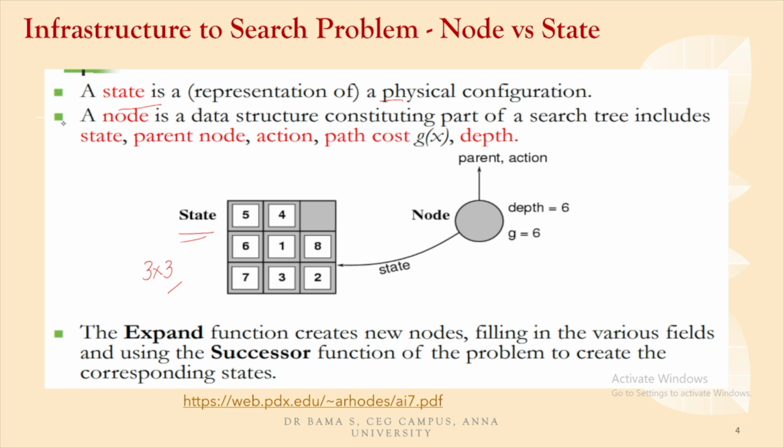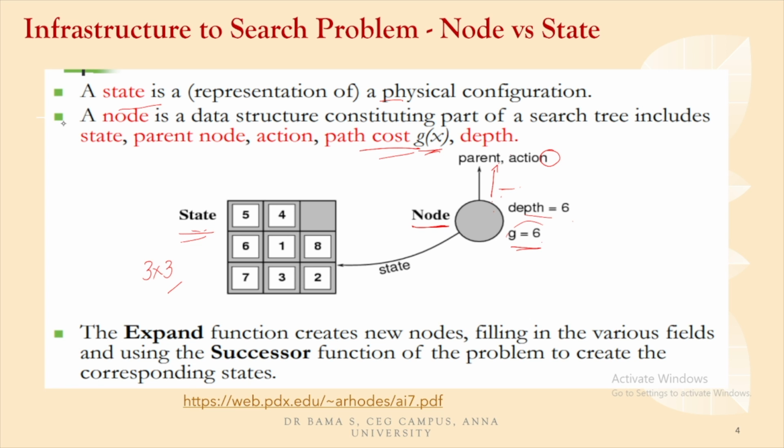This is the state, whereas when we represent it as a node in a tree, it is a data structure that consists of the state itself, a parent node from which this node is branched, the action that takes place from the parent to the child, and the path cost. The cost of moving from one node to the other is represented as g of x, along with the depth. What is the depth? I will explain in the next few slides how to see the depth. In this case, for example, the g of x value is 6. It is just given as 6 right now; just assume it is 6, with nothing to do with how we calculate it. It is just an example here.